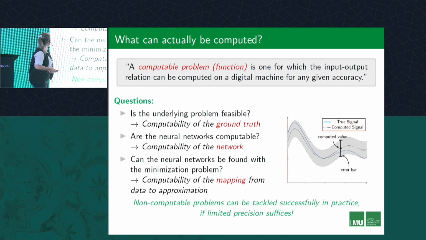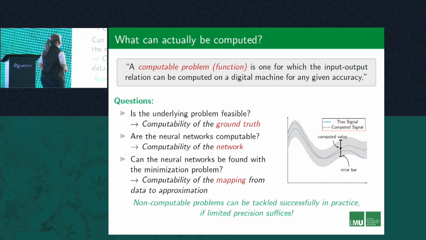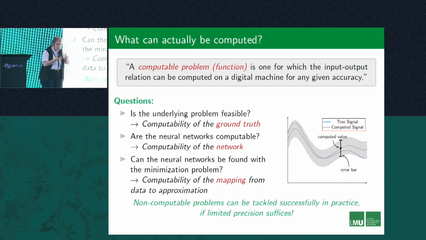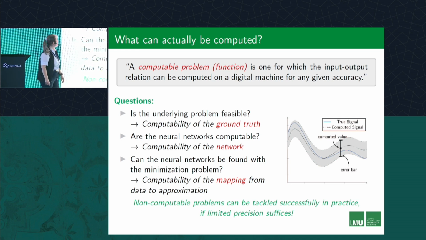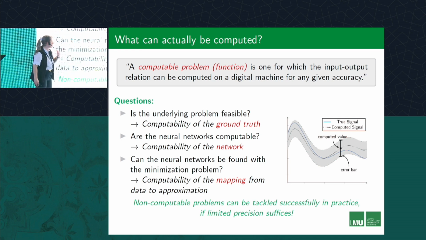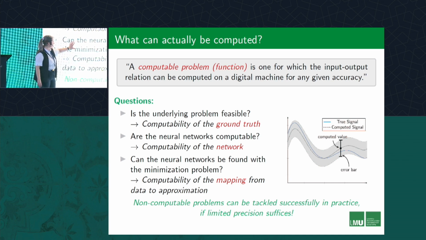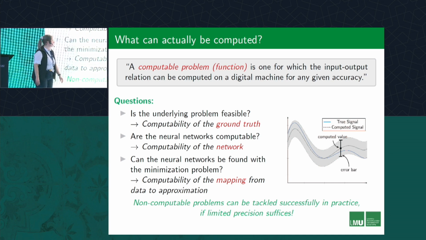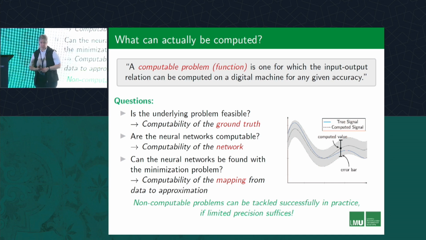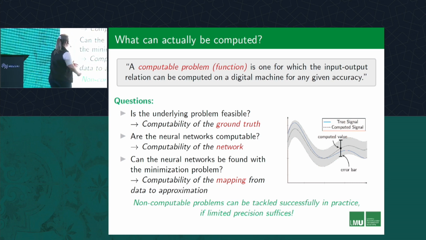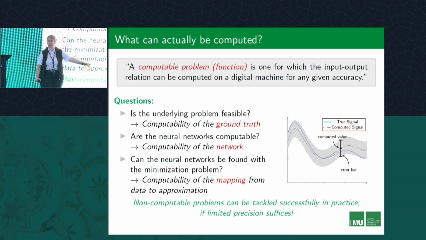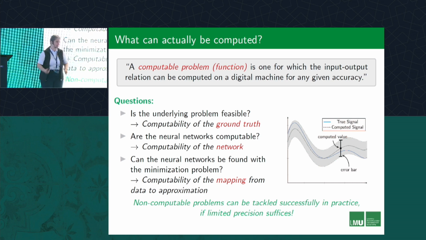So what problems are there? Well, the underlying problem, is it feasible? To analyze this, we need computability of the ground truth. If we cannot compute it, we will always have an error which we might not be aware of. The neural networks need to be computable. Otherwise, we cannot assess them from a theoretical viewpoint. And also, what we need, the neural networks are computed by minimization problems, so we need to compute the mapping to the approximation, which we deem important. Certainly, if things are not computable and you see that there are problems, you can tackle that in practice. You can still compute things. You will get some output.